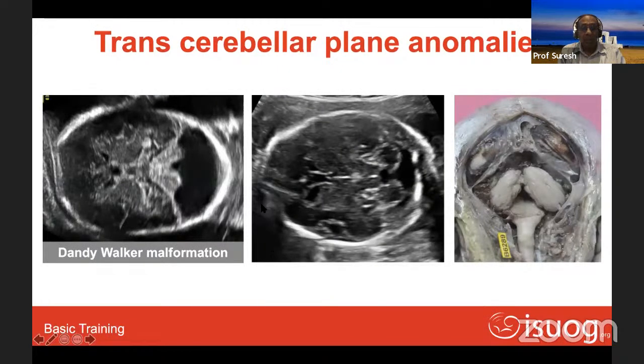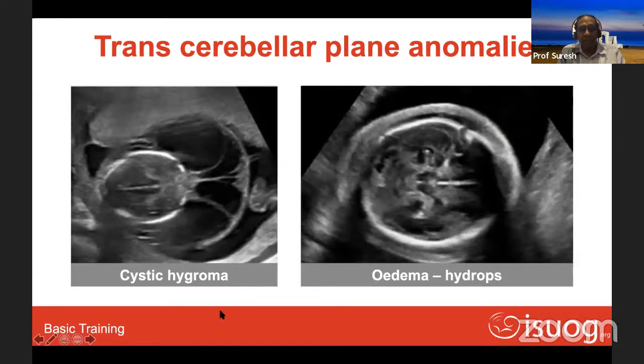Right. Now, here you can see the two cerebellar hemispheres, which are not only small in size, but are separated from each other. The vermis is completely absent, as you can see in the autopsy picture. And this is very typical of a Dandy-Walker malformation.